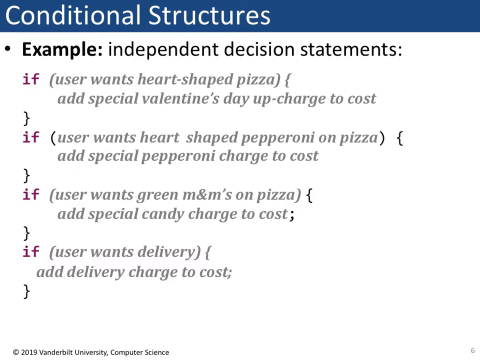So notice here, just because they want heart-shaped pizza doesn't necessarily mean that they also want heart-shaped pepperoni. So these are independent. So it shouldn't be a situation where choosing heart-shaped pizza means you can't choose heart-shaped pepperoni, and it shouldn't be a situation where not choosing heart-shaped pizza means you do choose heart-shaped pepperoni. So they are independent in nature, and therefore they need to be evaluated independently in independent if statements. Similarly, we can have an independent if statement following that tests if they want green M&Ms on the pizza, which is also independent of whether they want heart-shaped pepperoni. And then finally, if the user wants delivery or not is also independent. So in this situation where you have this set of tests, it's appropriate to use independent if statements.